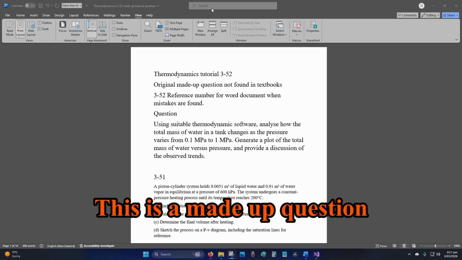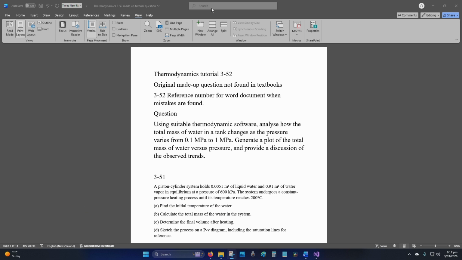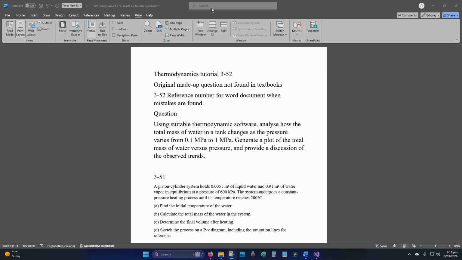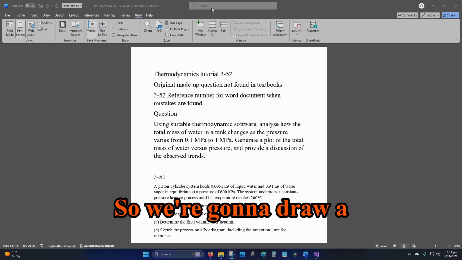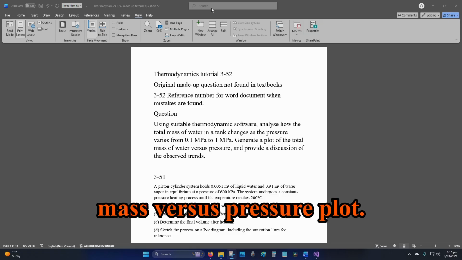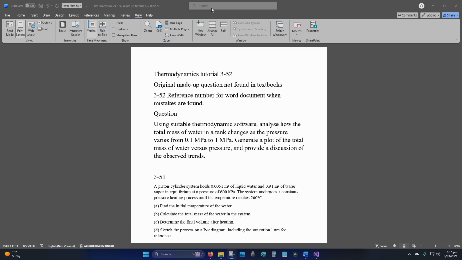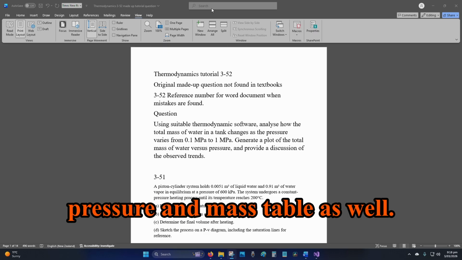This is a made-up question not found in your textbooks. We're going to use software such as Python to solve this problem. So we're going to draw a mass versus pressure plot. We're also going to have the PV diagram plot. We're going to have the pressure and mass table as well.